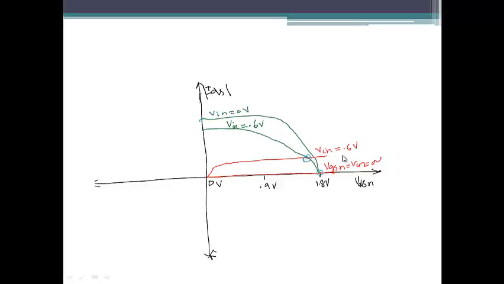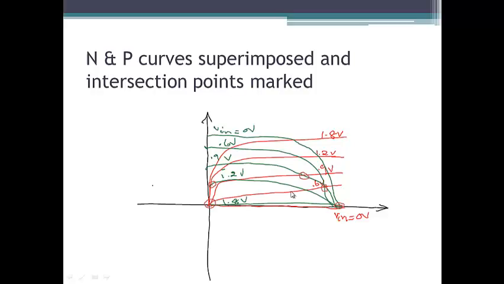So what is Vn? Vn is 0.6 volts. Just above 0 volts, 0.6 volts, and we are getting a voltage which is almost nearer to VDD. So for a low input voltage, we are getting a high output voltage. For 0 input voltage, we are getting VDD itself. So similarly, we have to overlap all the curves. So N and P curves are superimposed and the intersection points are marked. So now if I mark the corresponding intersection points, here is 1 point, here is 1 point, here is 1 point, here is 1 point, here is 1 point.